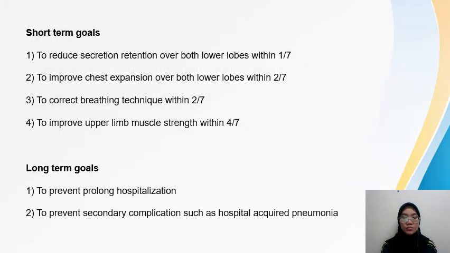The short-term goals are to reduce secretion retention over both lower lobes within 1 day, to improve chest expansion over both lower lobes within 2 days, to correct breathing technique within 2 days, and to improve upper limb muscle strength within 4 days. And for the long-term goals, to prevent prolonged hospitalization and to prevent secondary complications such as hospital-acquired pneumonia.